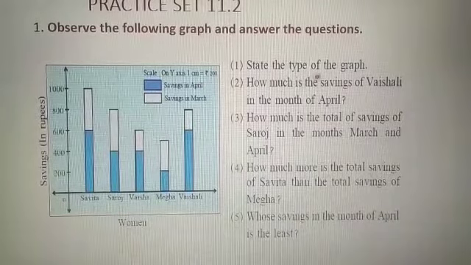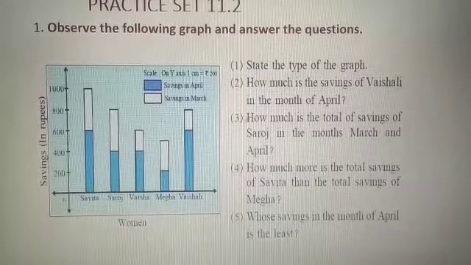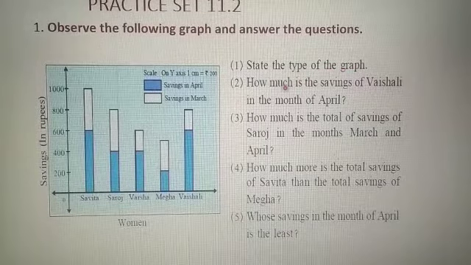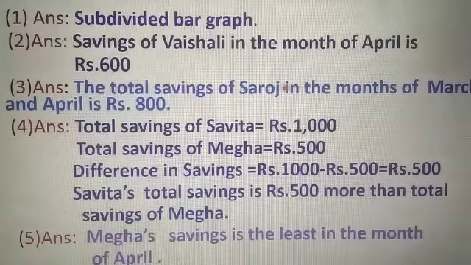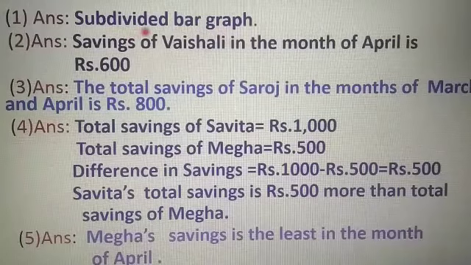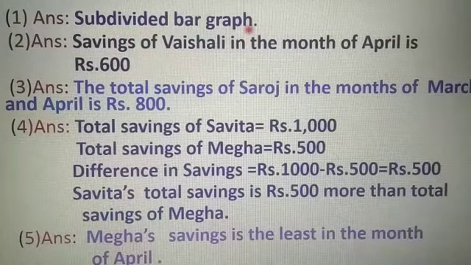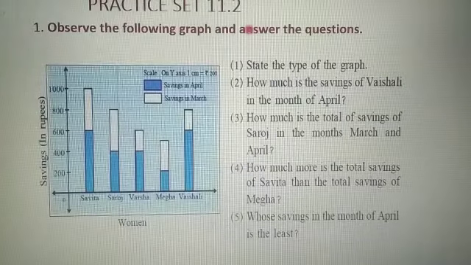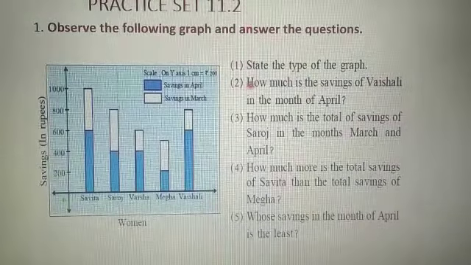Let's see question number 1. State the type of the graph. Which type of graph is it? Answer 1: it is a subdivided bar graph. Which type of graph is it? Subdivided bar graph.